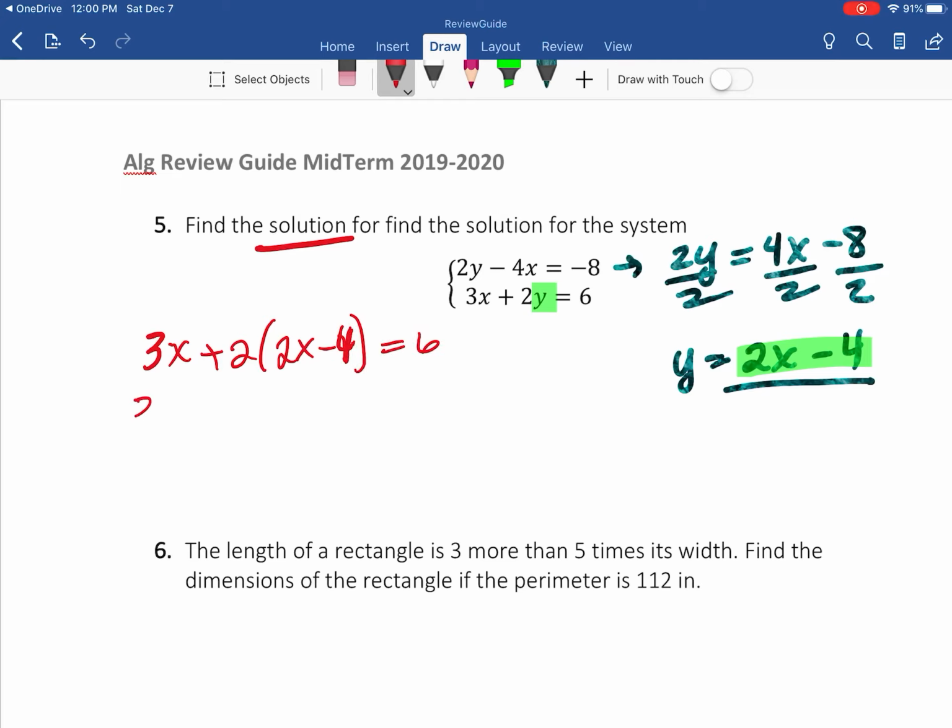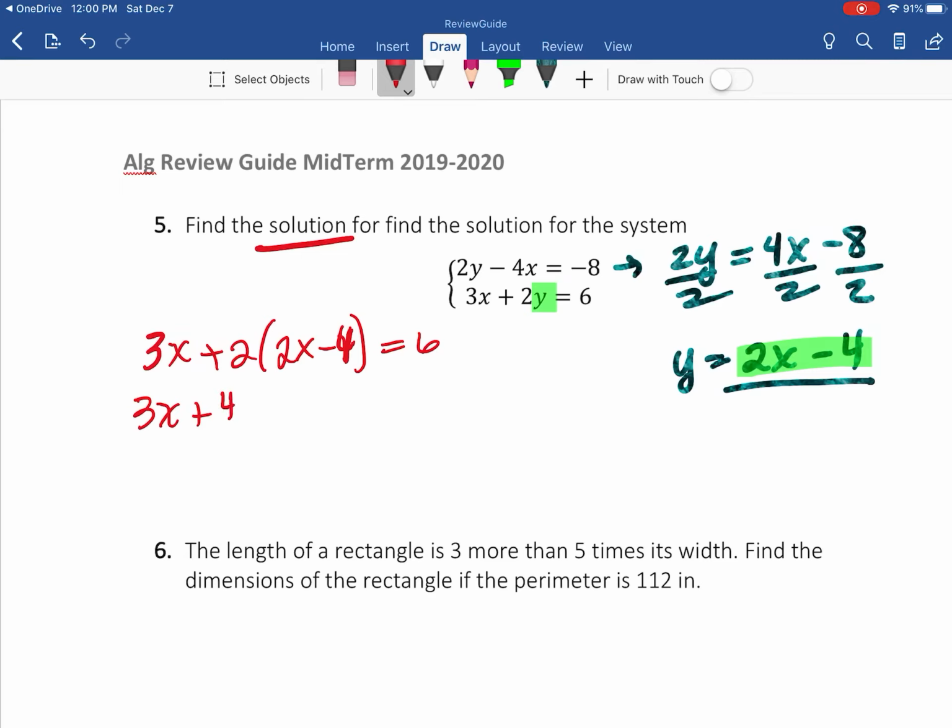That's a 4. Okay, so this is going to become 3x plus, cat Buffy. No, come here. Buffy. Come here. Come here, baby. Yes, come here.